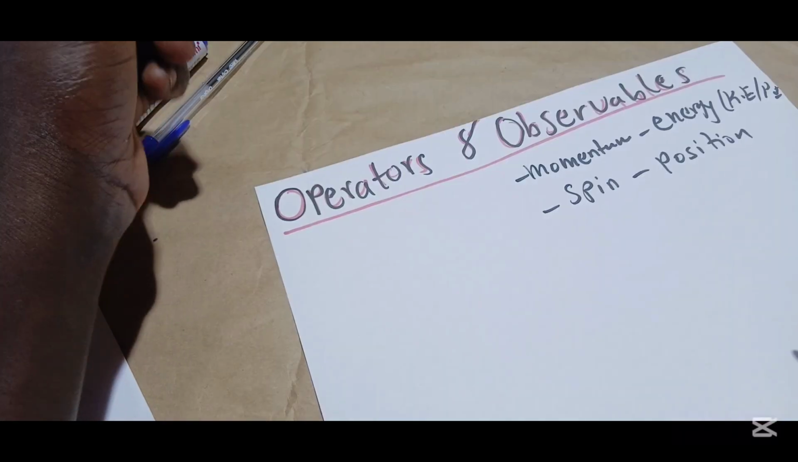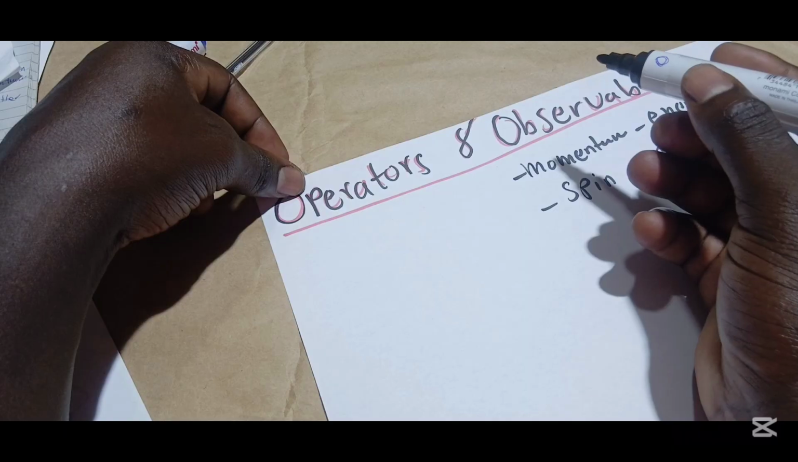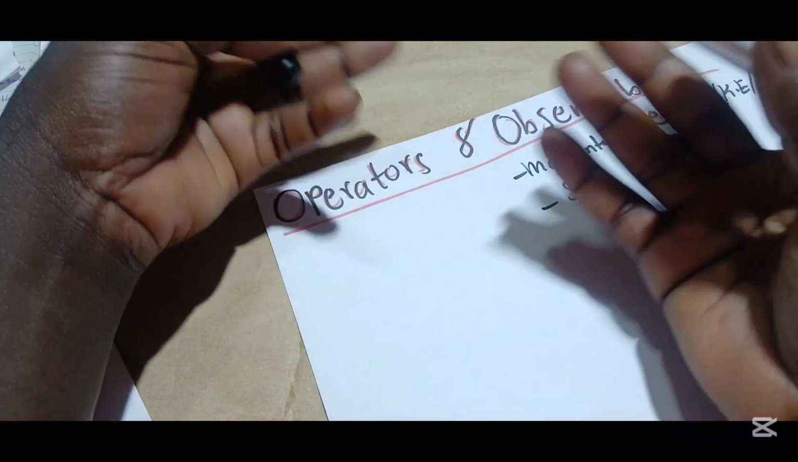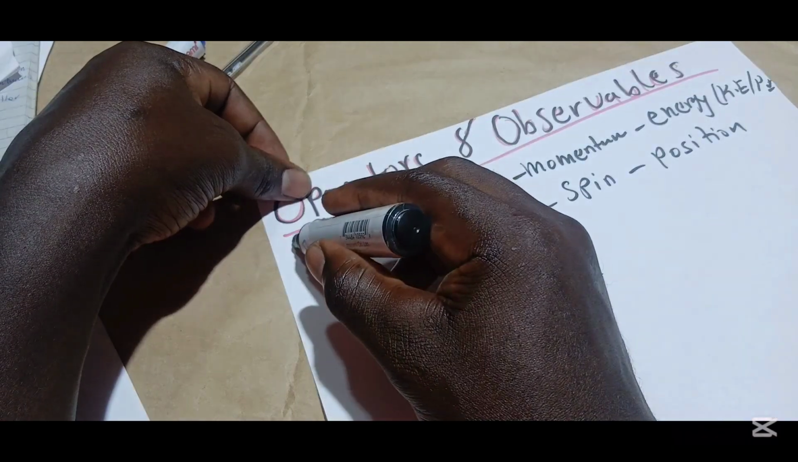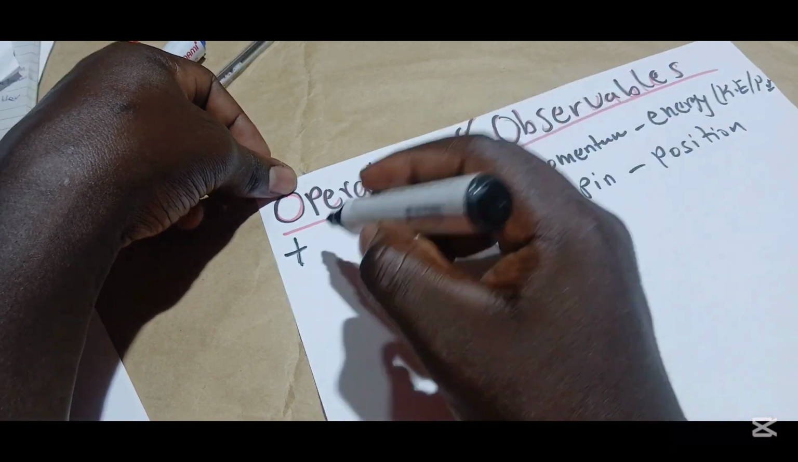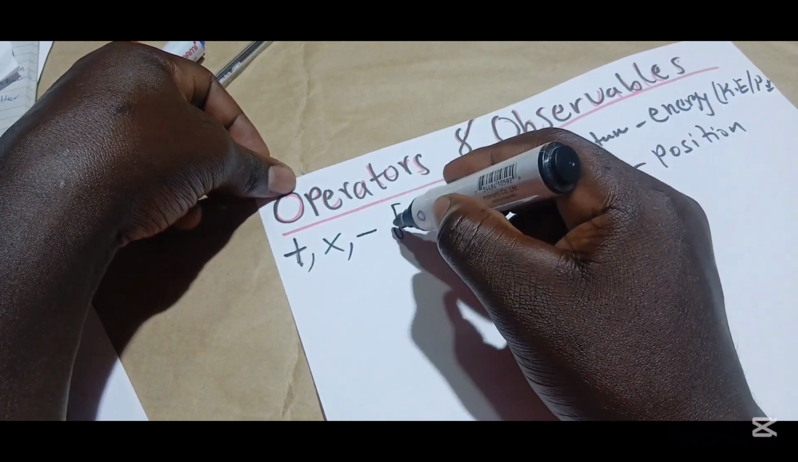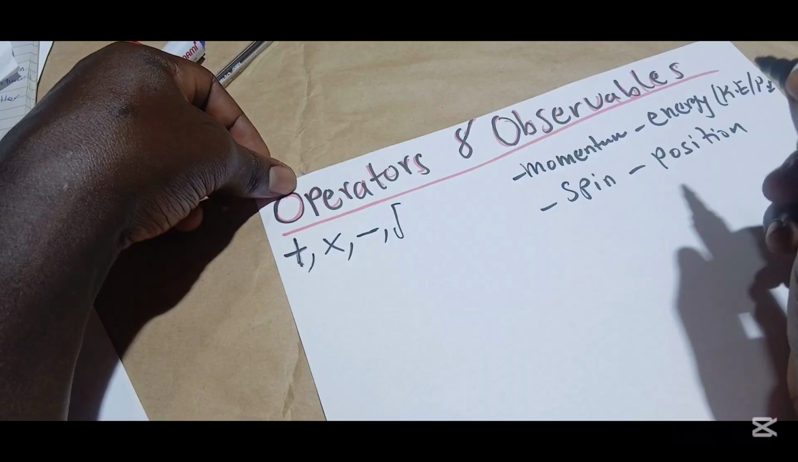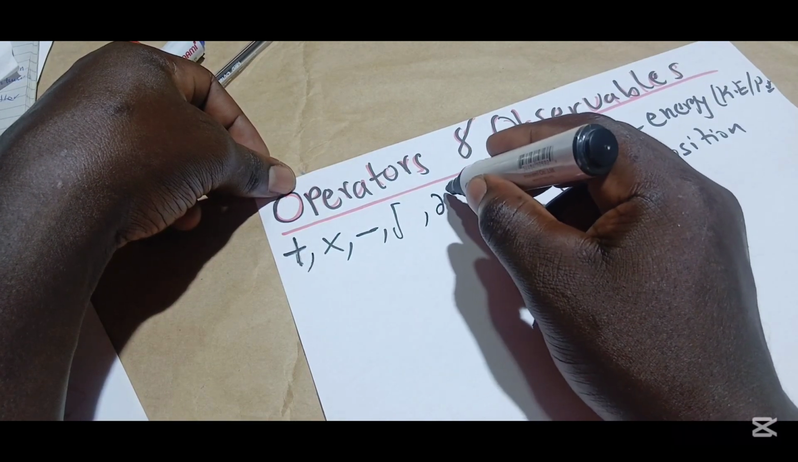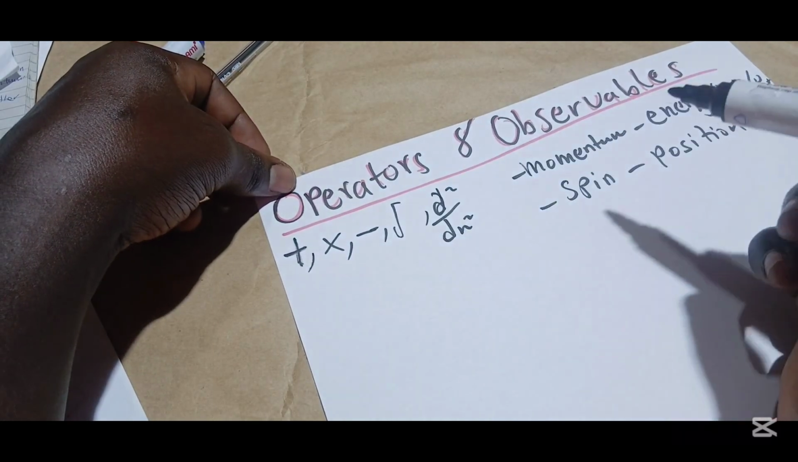The next thing we want to look at is operators. What is an operator? In mathematics, an operator is anything that is telling you to do something, right? For example, the plus sign, the addition sign, is an operator. The multiplication sign is an operator. Subtraction, square root, all of these are operators in mathematics. Take the second derivative, take the second derivative with respect to x. All of these are operators.